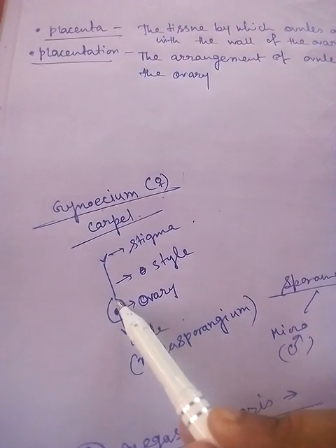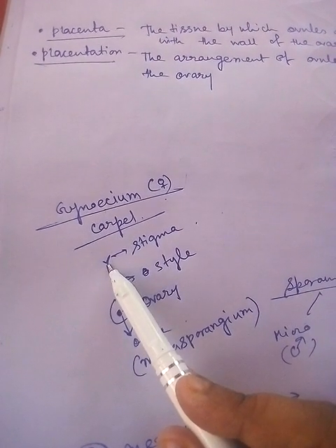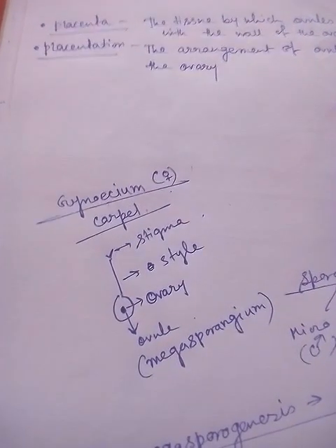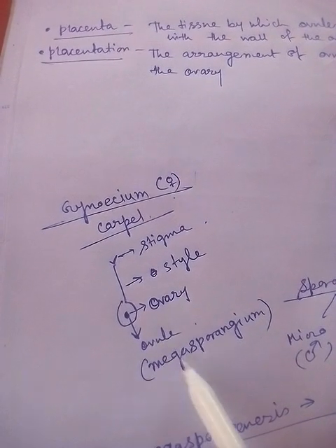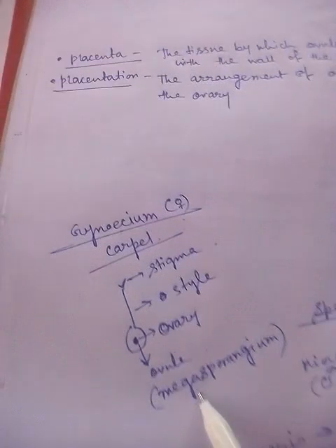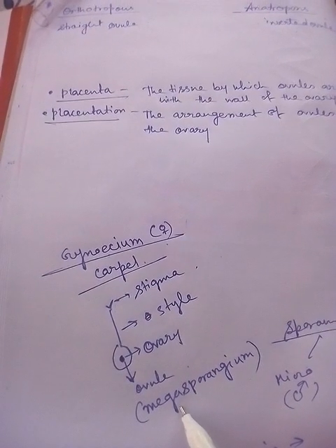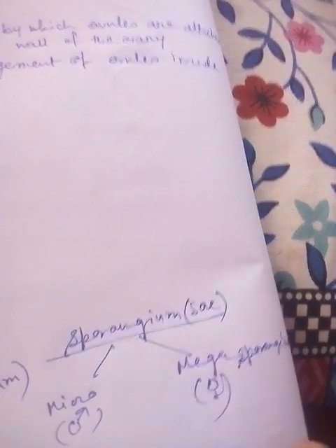One, the basal swollen part, this is the ovary, and the long stalk-like structure, this is the style, and the upper portion is the stigma. Within the ovary, ovule is present, and ovule is known as megasporangium. So what is sporangium? Sporangium is the sac-like structure within which the spores are formed, and the sporangium can be of two types: microsporangium and megasporangium.